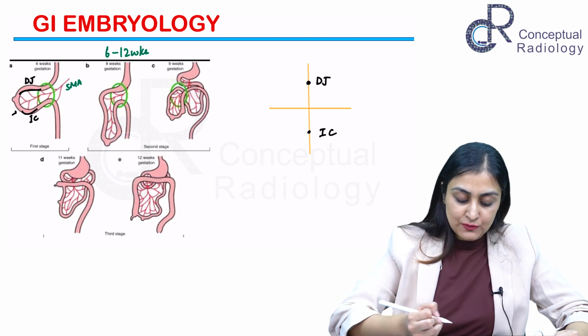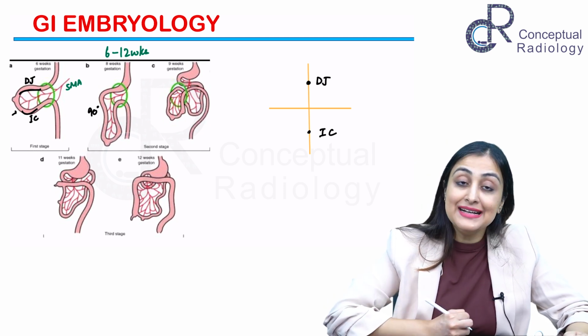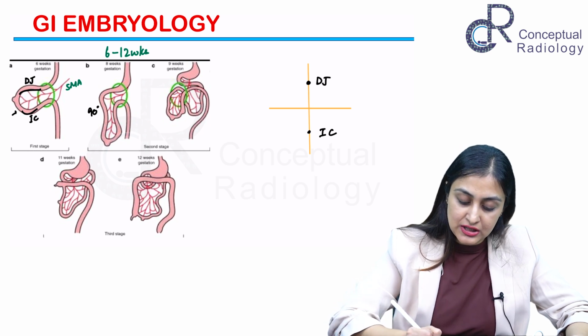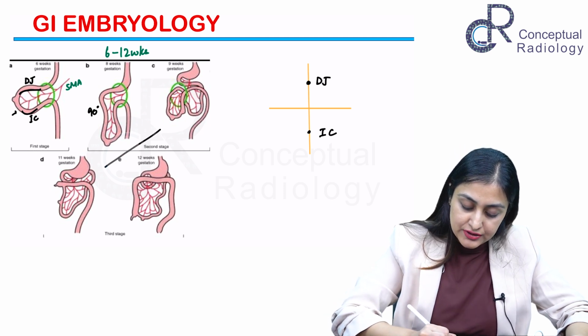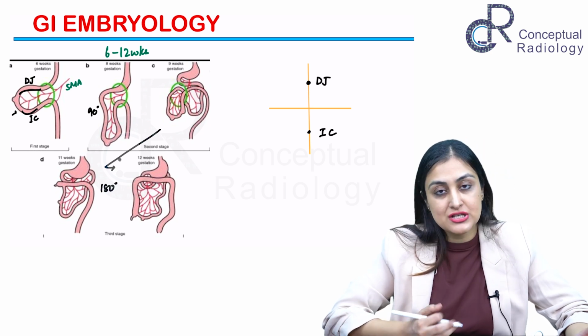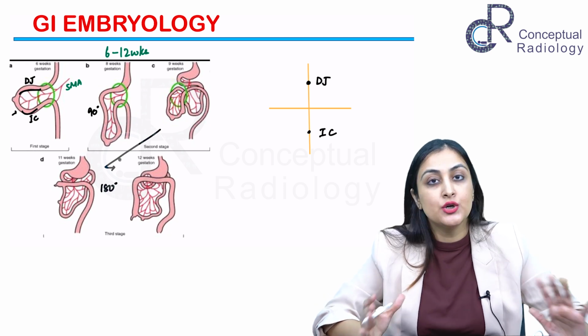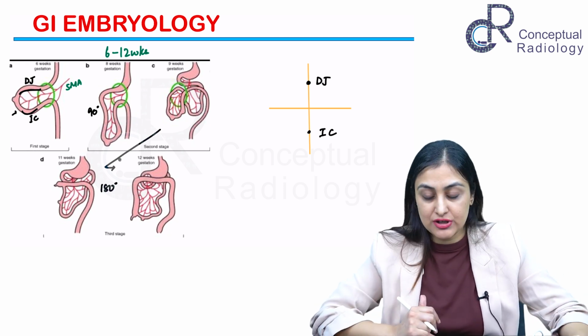Yeah. What happens from 6 to 12 weeks is, first this undergoes a 90-degree anti-clockwise rotation, and after that it goes further through a 180-degree anti-clockwise rotation to reach the eventual stage, and then it comes in. So in total, what is going to happen is a 270-degree anti-clockwise rotation, right?